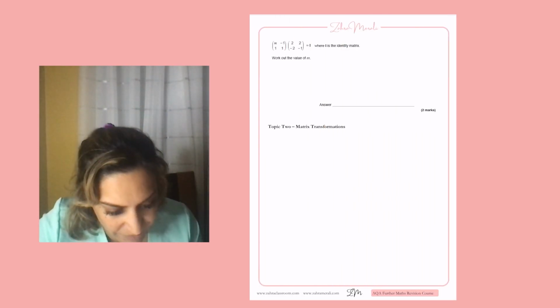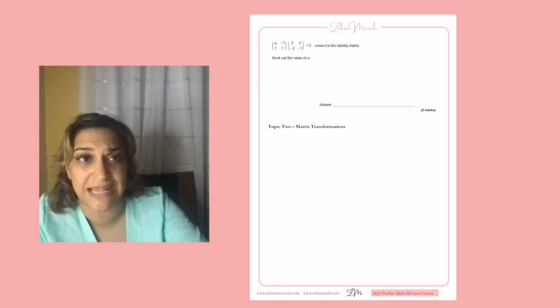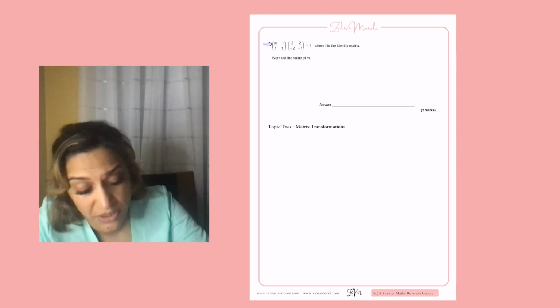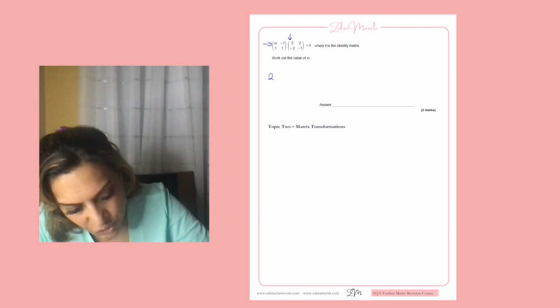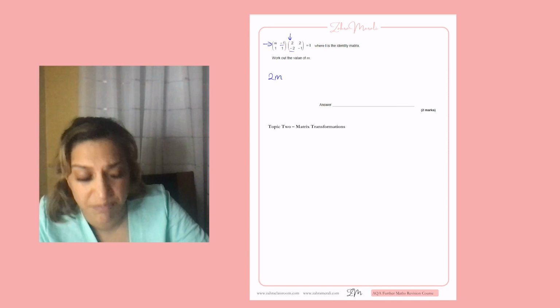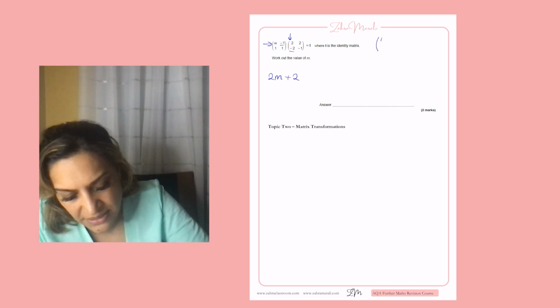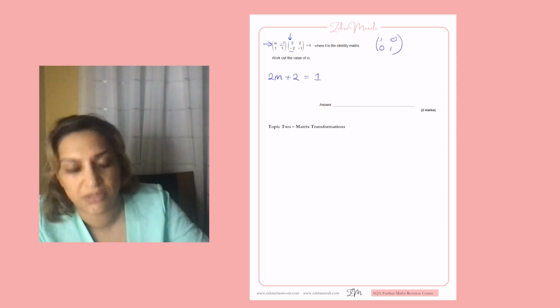The next one, we've got an identity matrix again. So we're going to be multiplying this out. So remember, we've got the first row times the first column. So you're going to get 2 times m to give you 2m, minus 1 times minus 2 to give you plus 2. And remember, the identity is 1, 0, 0, 1. So that equals 1.